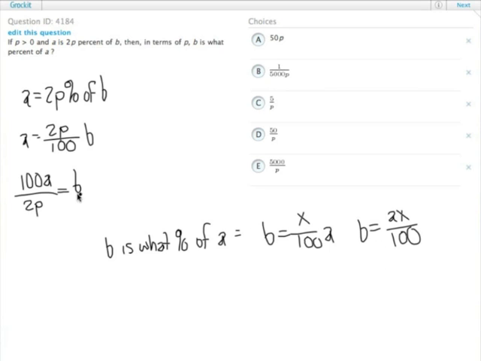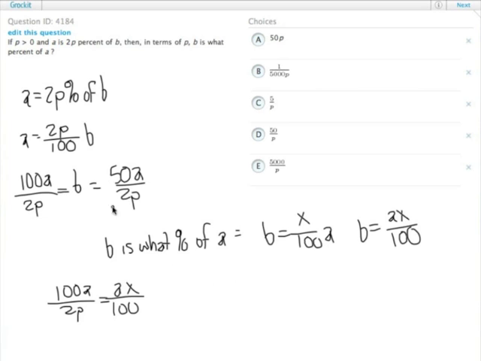But we already had an equation of what b equaled, so we can actually just set these equal to each other. So we have 100a over 2p equals ax over 100. And, you can do yourself a little bit of a favor by doing some of the math here. We can cross multiply and simplify this. 100a over 2p, that's the same thing as 50a over 2p. Anyway, we cross multiply it out.